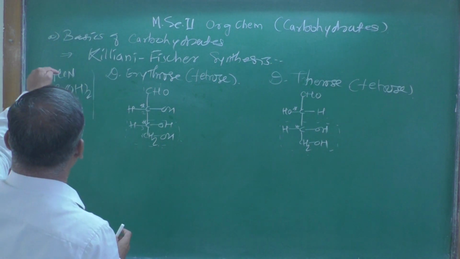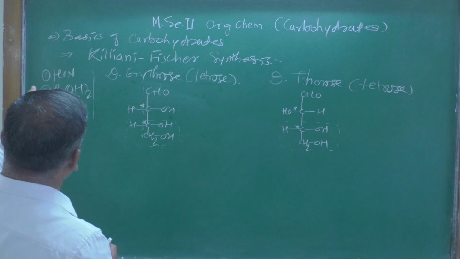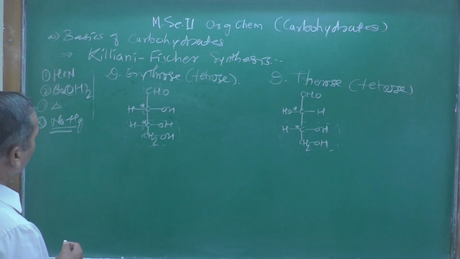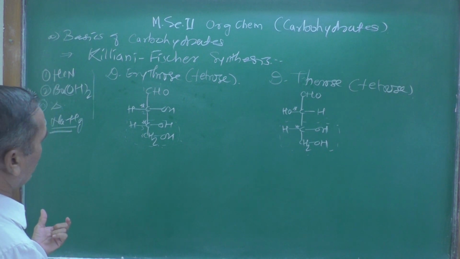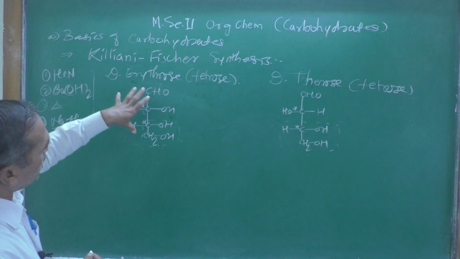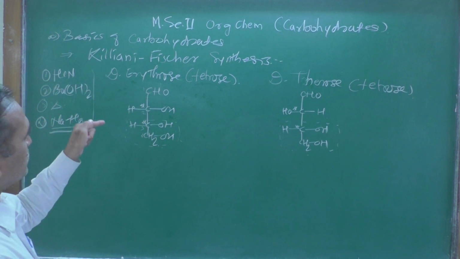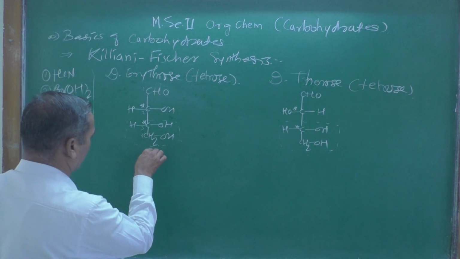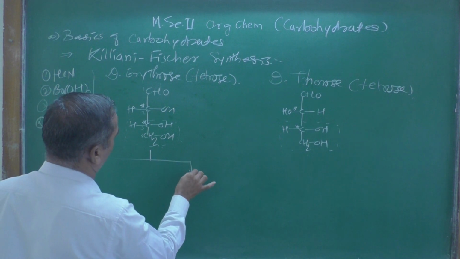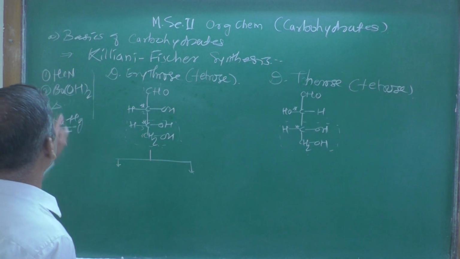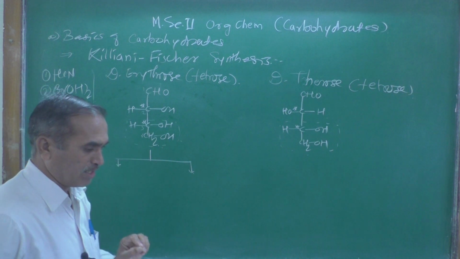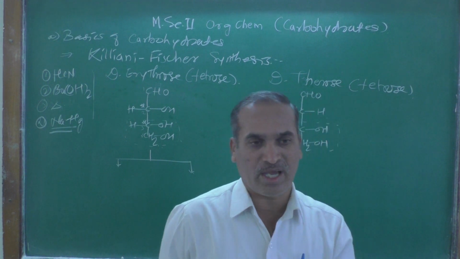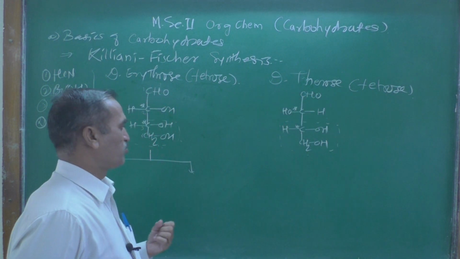Now, adding hydrogen cyanide, followed by barium hydroxide, third reagent heating, and the fourth one is sodium amalgam. If you do all these things, there is an increase of one carbon atom. When we are adding hydrogen cyanide, we get two diastereomeric isomers, as we know.